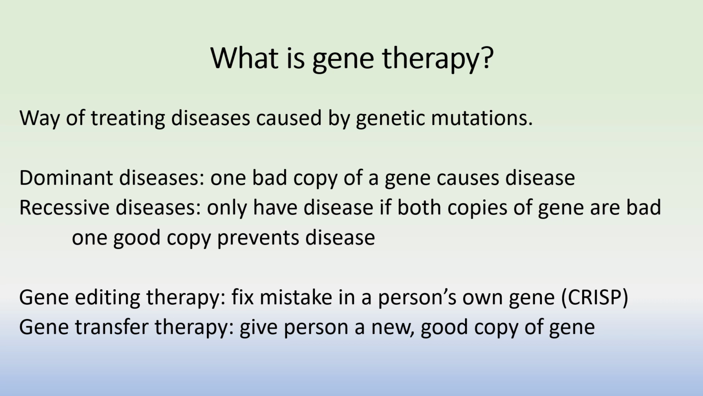Most diseases are recessive, meaning that if you have one bad copy but one good copy, then you're still healthy. It's only when you have both copies that are bad that you have the disease. And usually that's because you're not able to make some protein. So giving a new copy of the gene which can make the protein will prevent or correct the disease.